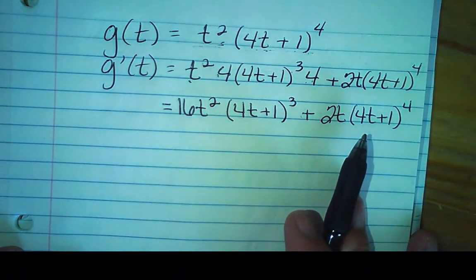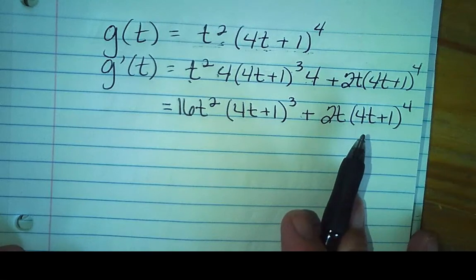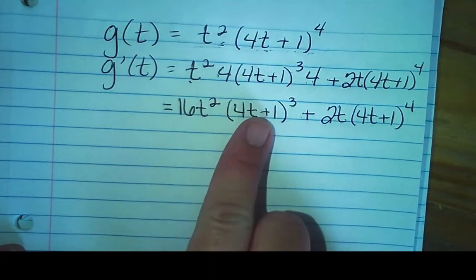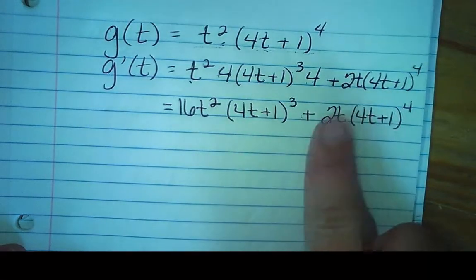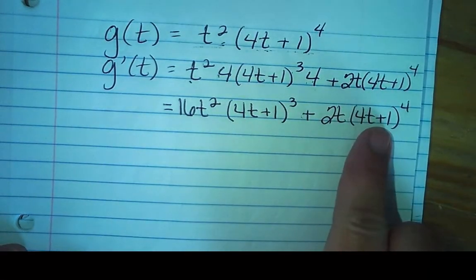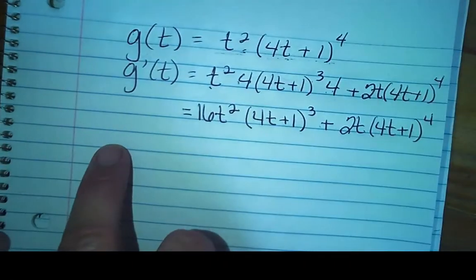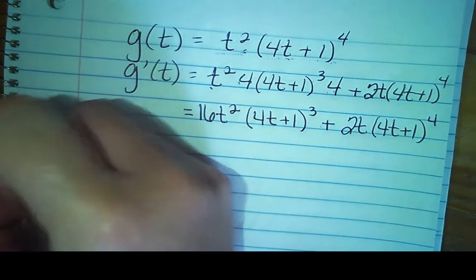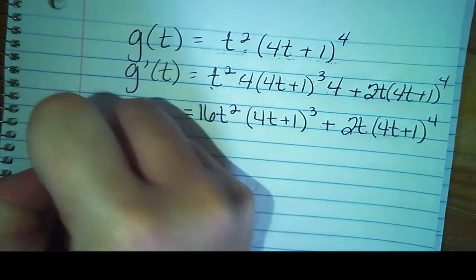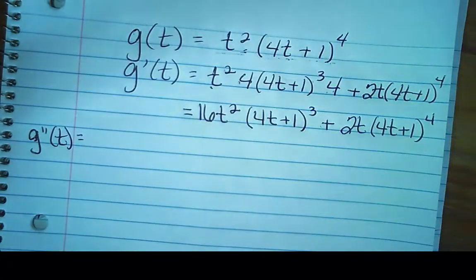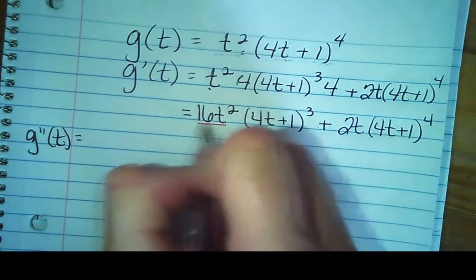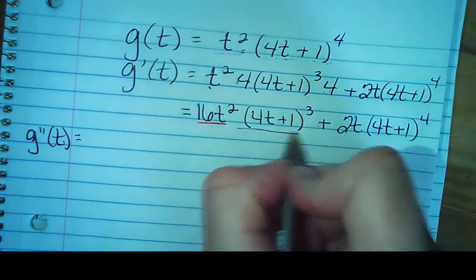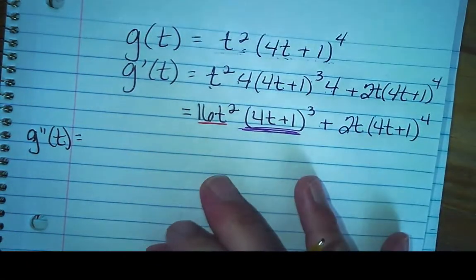I have to differentiate again. Okay, so what does that mean? That means I got product rule with some chain rule on the inside. So I'm going to learn my lesson, and I'm going to start writing way over here. Okay, so my second derivative is going to be, so let's color code some of this stuff. I've got this times this. Okay, so I'm going to do product rule here.